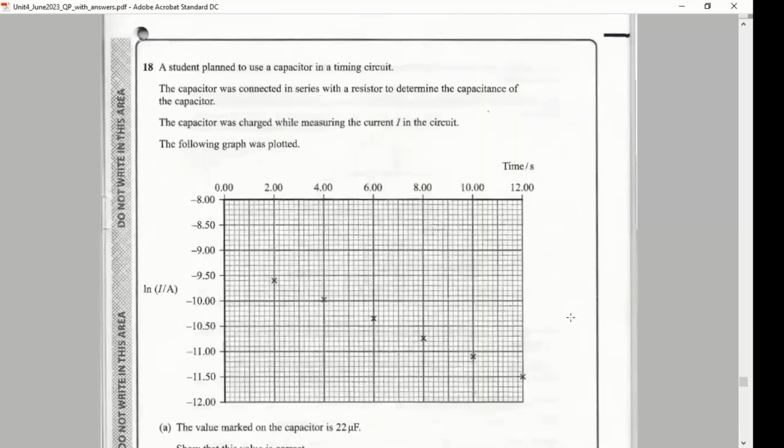That's question 17. We're now on the very last question, question 18. A student planned to use a capacitor in a timing circuit. The capacitor was connected in series with a resistor to determine the capacitance of the capacitor. The capacitor was charged while measuring the current I in the circuit, and the following graph was plotted. Now, this is charging. Okay, so what's going to happen is you're going to start with a high current, and it's going to drop down to a very, very low current.